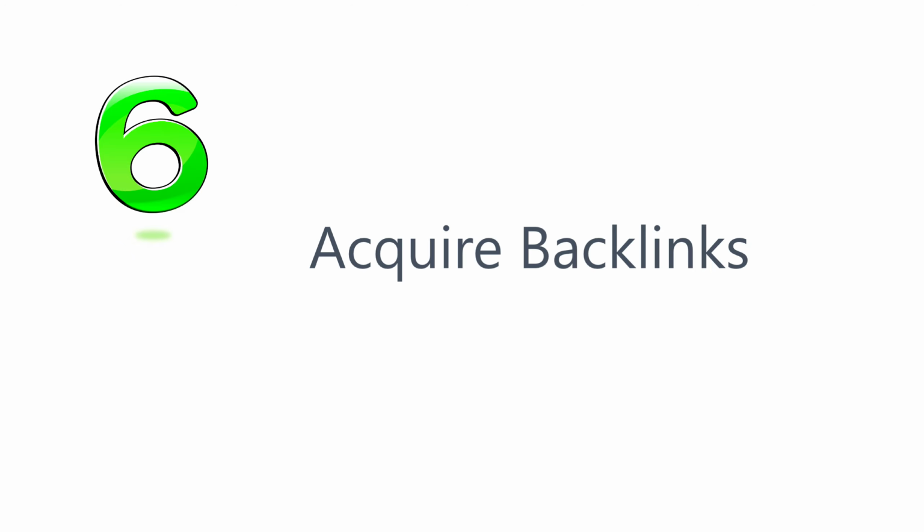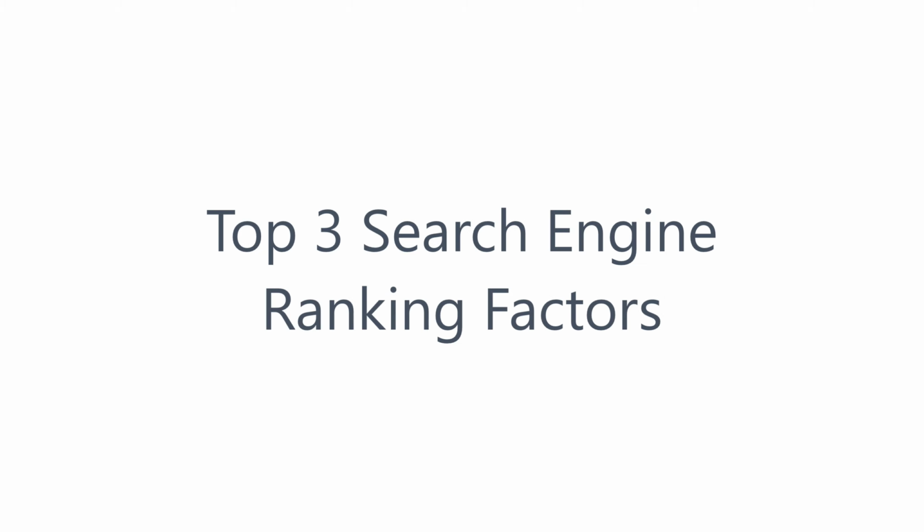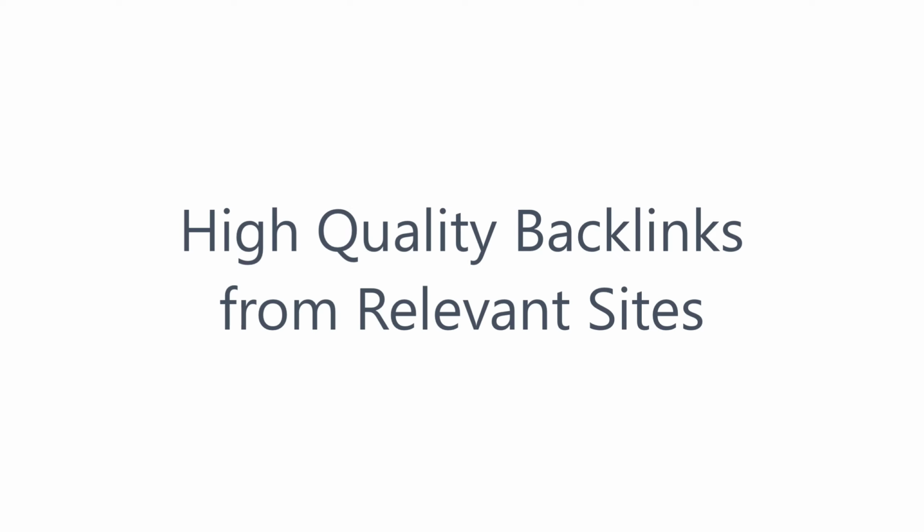The sixth great way to improve SEO for stagnated pages is to acquire backlinks from more domains. Backlinks are an important part of search engine optimization and one of the top 3 search engine ranking factors. So especially if you're in a competitive niche, you may find it very difficult to rank on Google's first page without high-quality backlinks from relevant websites.